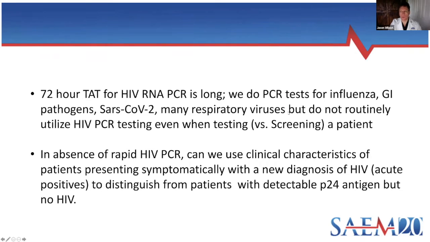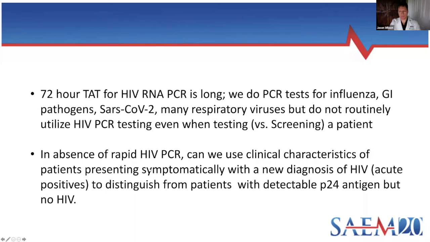This also goes to the question of screening versus testing. As we move forward, we might want to start thinking about different algorithms in the acute care setting as to whether we're screening the patient or testing the patient for HIV. I would offer that if we're testing the patient for HIV, the standard for testing in the emergency department for viruses seems to be floating around the idea of using PCRs. But we are where we are, so what do we do in the absence of a rapid HIV PCR?